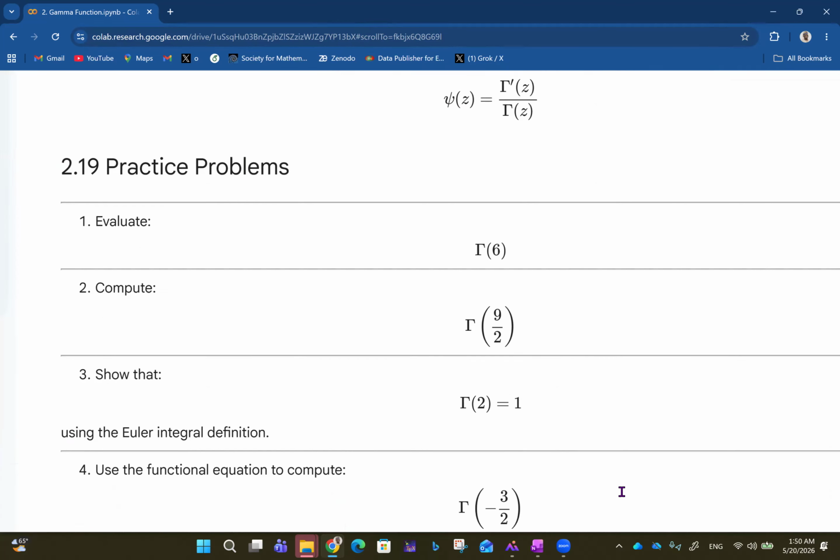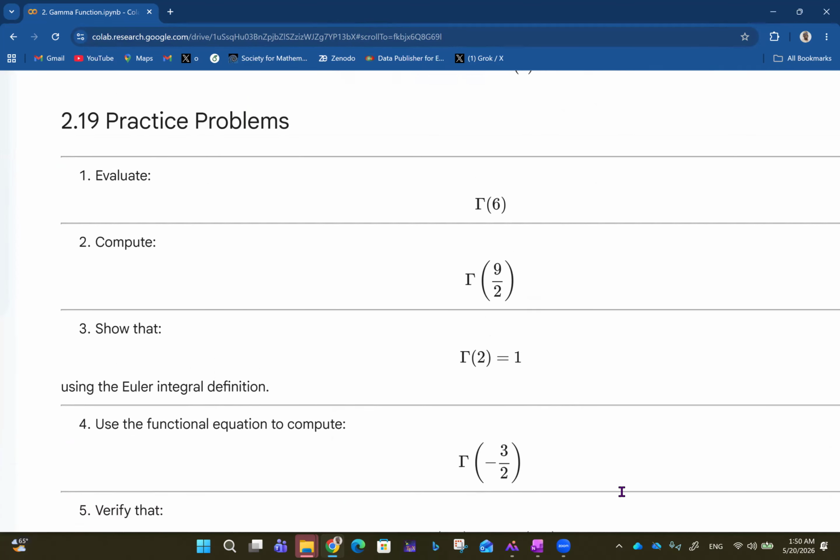So we have practice problems, and as usual, we're going to solve two of them. So we want to evaluate gamma 6. Of course, gamma 6, you know that to be 5 factorial, which is 120. You can compute gamma 9 over 2. So all you just do is 7 over 2 gamma 7 over 2. Since gamma 7 over 2 is 5 over 2 gamma 5 over 2, you keep going like that until you get to gamma half and you multiply out.